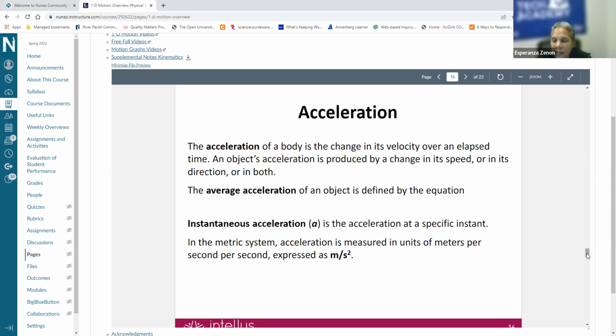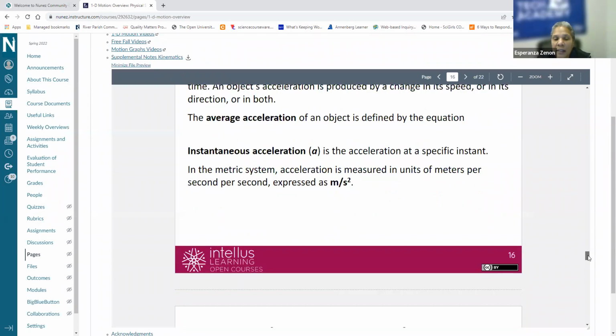If you use another system, then the key is the time unit, whatever it is, squared. So miles per hour squared or feet per second squared. A distance unit divided by a time unit squared.